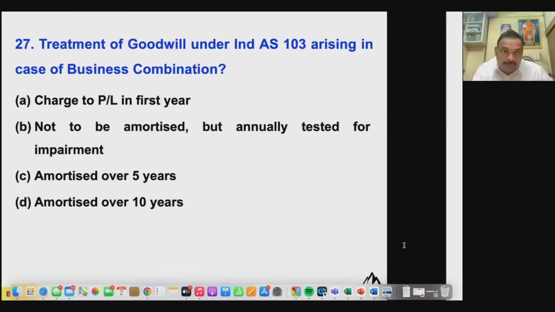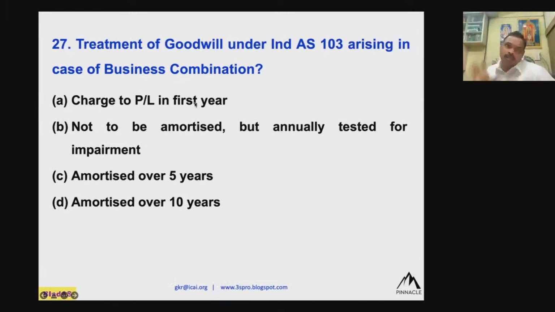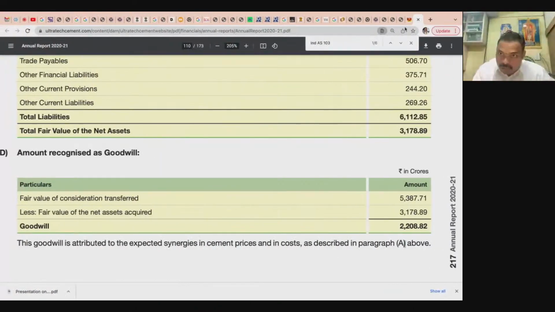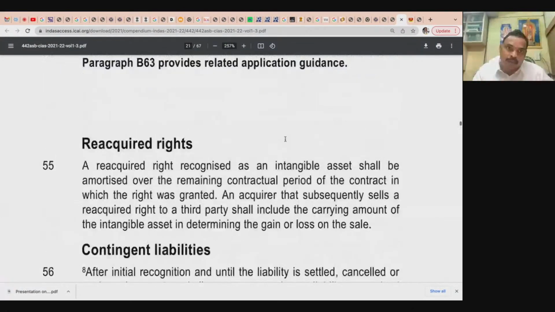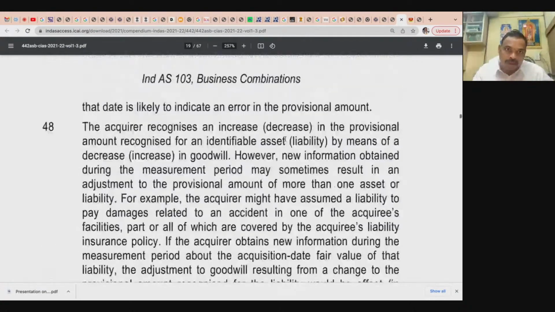Now come to this point. How will you treat goodwill under 103? Goodwill is actually a residuary figure. Remember, goodwill is actually a residuary figure. Now, is goodwill an intangible asset? It is a residual figure. The moment you say intangible asset, then it should be identifiable, it should be amortized, there should be a useful life for it. All this stuff will be there. Goodwill is a very unique terminology. So please look at this. You have separate paragraphs with respect to the goodwill part. So I'll come to this.